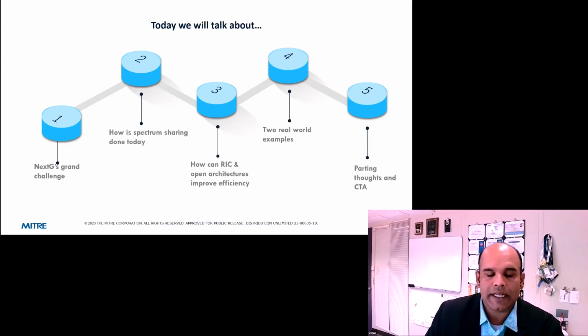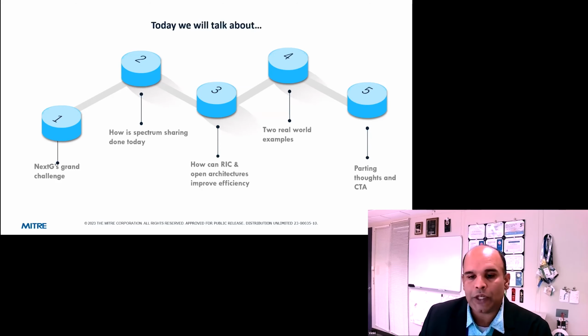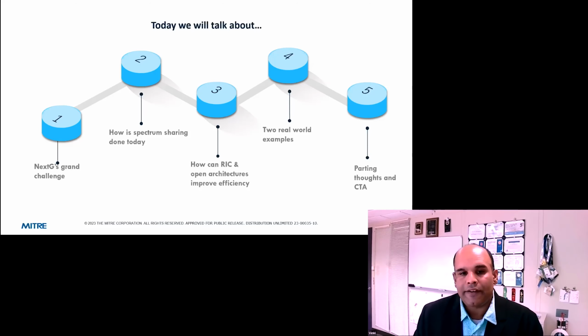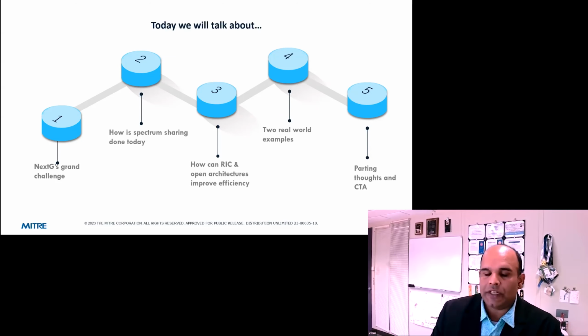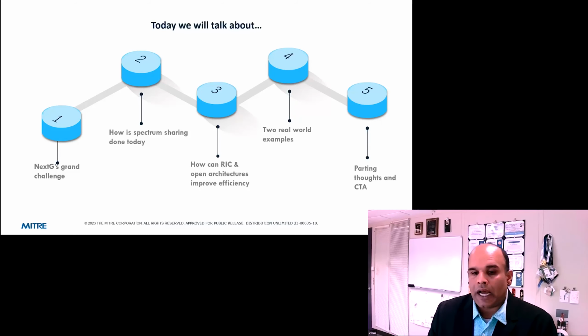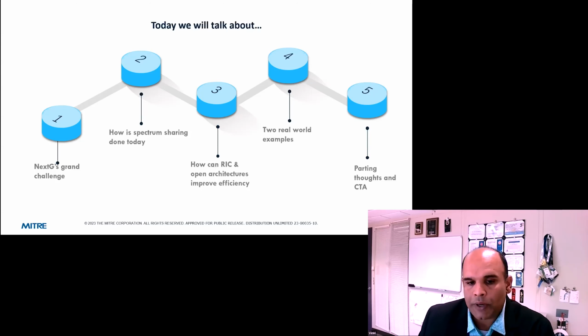I will then argue that the best way to mitigate those shortcomings is by using AI/ML techniques by way of the RIC, which is a RAN intelligent controller. And I will also argue that the Open RAN architecture and framework is really needed to achieve the configurability and reconfigurability that is needed to achieve the spectrum utilization that we're talking about. Finally, I'm going to talk about two real-world use cases that will illustrate how we can use RIC and open architectures to achieve the outcomes that we are after.